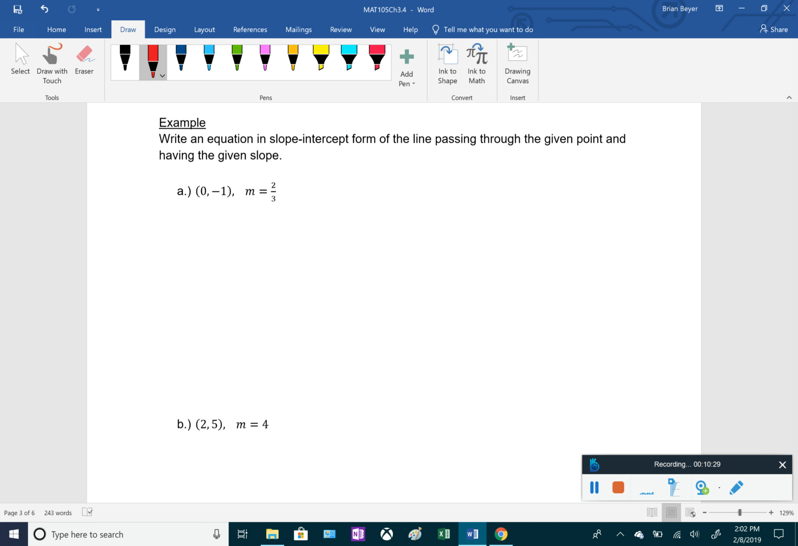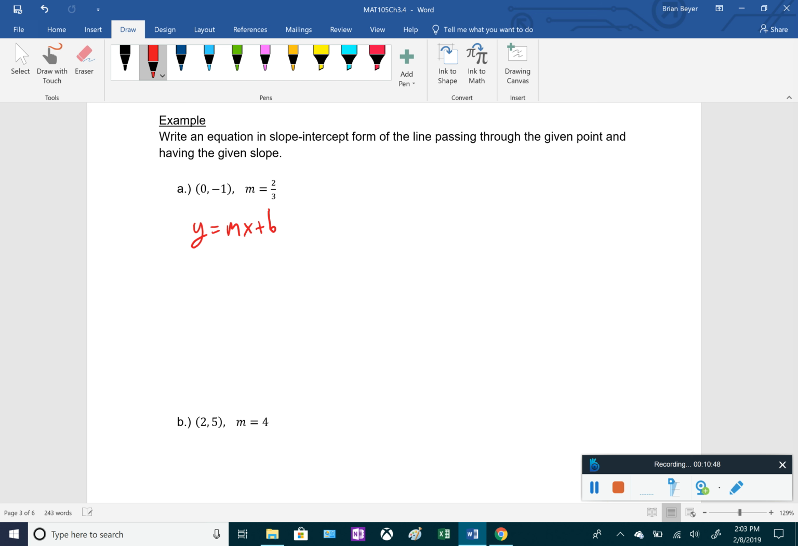For this first example, let's write an equation in slope-intercept form of the line passing through (0, negative 1) with the slope 2/3. We want to write it in this form, y equals mx plus b. We're going to leave x as x and y as y because they're the variables for the equation. We have m already, but we don't have b. In order to find b, we plug what we have in here, where this is x and this is y, into this equation and solve for b.